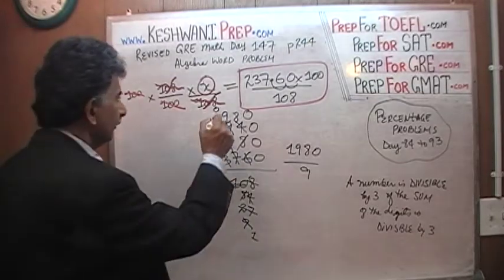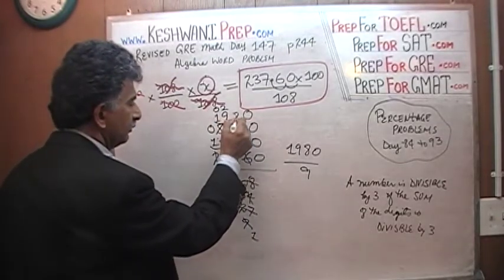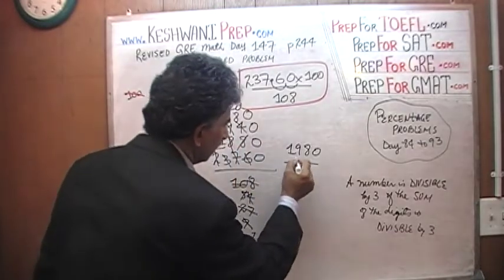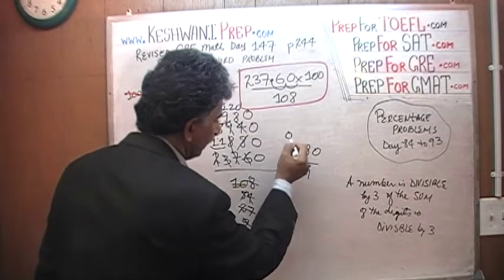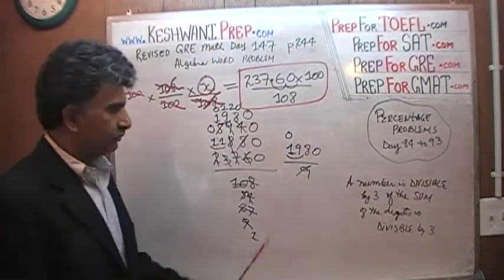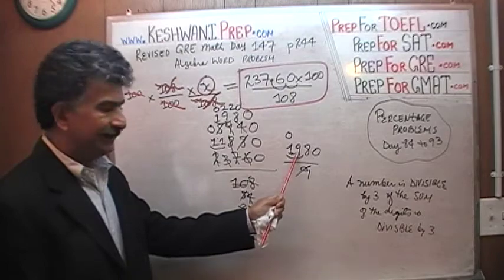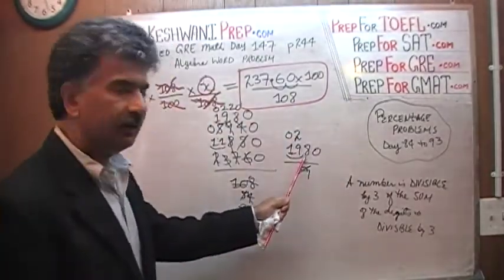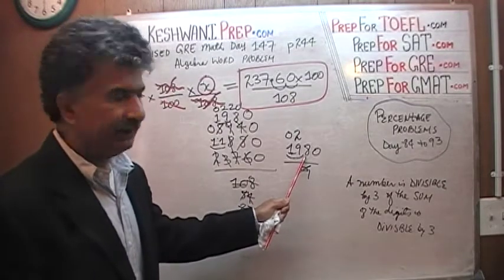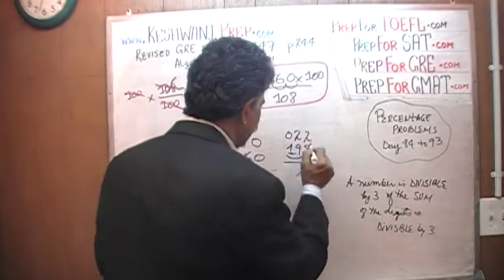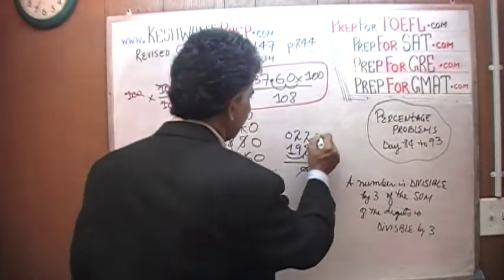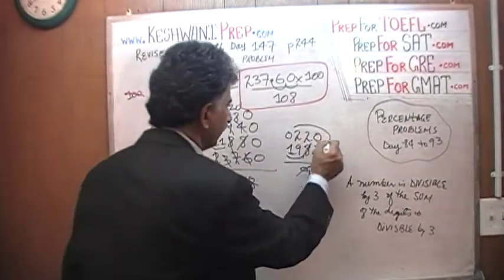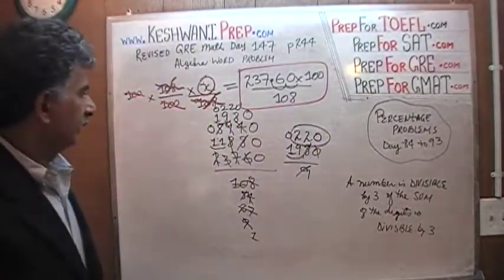19 has 2 9s. The remaining one is going to go here and join this guy, becomes 18, which has 2. So we end up with, how many 9s in a 1? 1 has 0 9s. 1 goes and joins this 9, becomes 19. How many 9s in a 19? 19 has 2 9s. The remaining one goes and joins this guy, becomes 18. How many 9s in an 18? 18 has 2 9s. How many 9s in a 0? 0 has no 9s. That's it. That's your answer, 220.